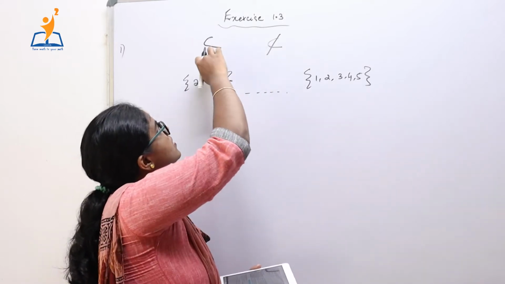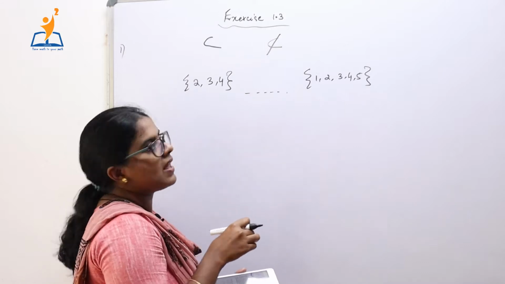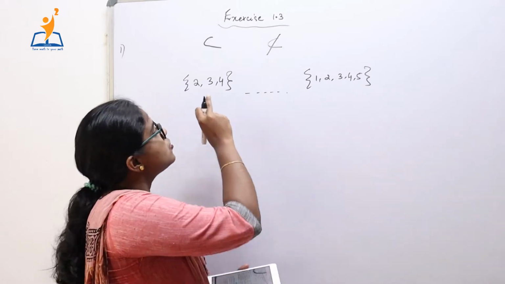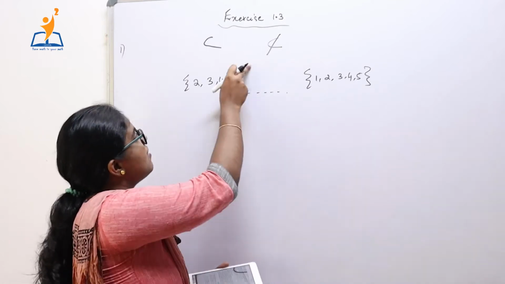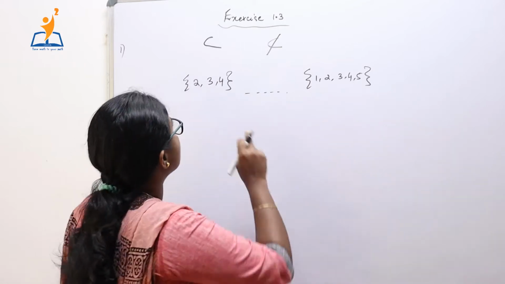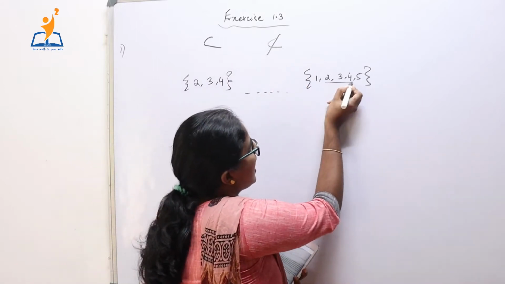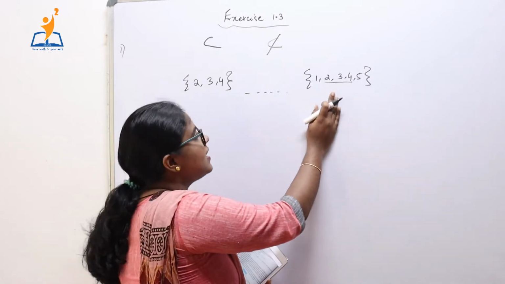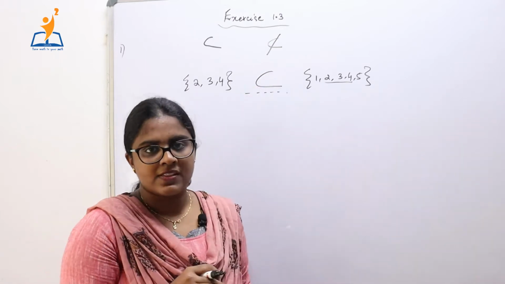Now if I put the subset symbol, this set should be a subset of that set, and to put the not-subset symbol, this set should not be a subset of that set. To say that this set is a subset of that set, I have to verify that every element of this particular set is present in that set. So we have to check whether 2, 3 and 4 are present in this set. Here we have 2, 3 and 4, so it is clear that every element of this set is present here. So we can use the subset symbol: this set is a subset of that one.